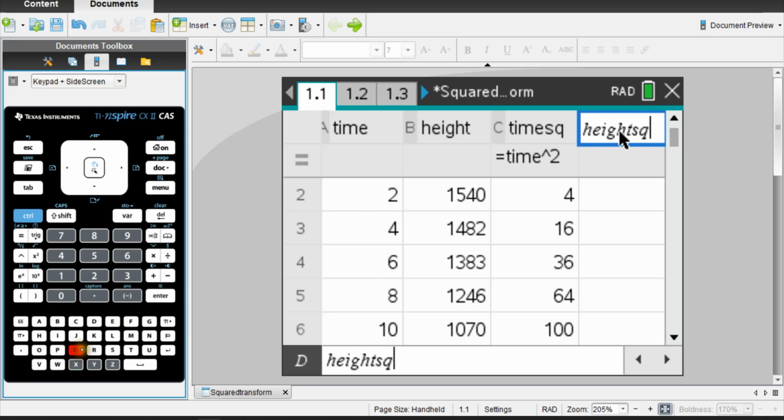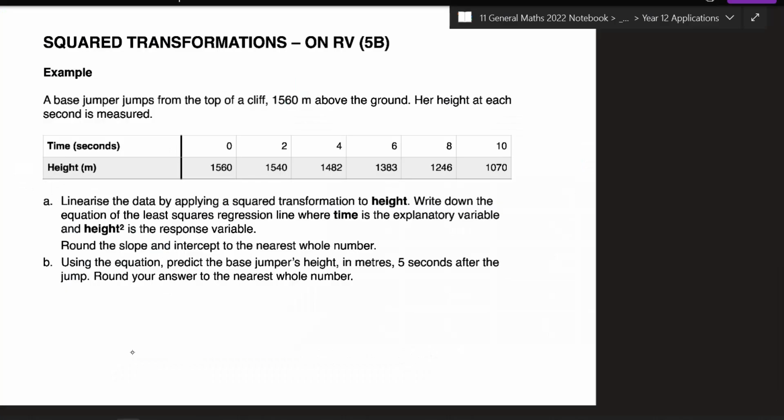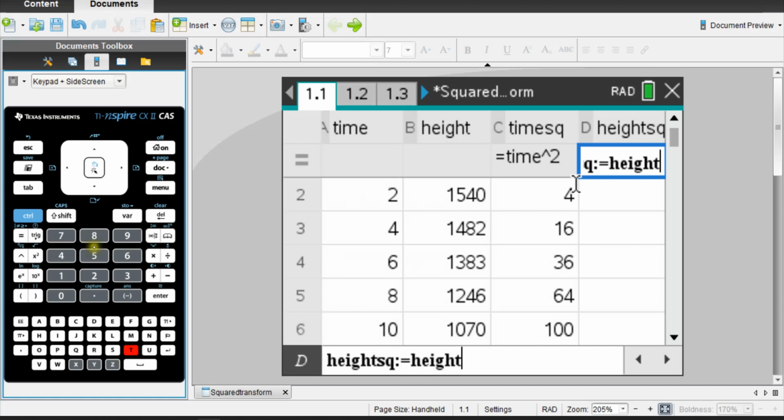S, Q. Yeah, let's just go with that, squared. This is now going to be squaring the height, so squaring the RV. In this row is where you put in whatever the transformation is. So if you type it up, height, the variable that you want to transform, if you've typed it correctly, it should go bold. And remember, look at the question. It says we're now trying to transform height. So it's height squared. Height to the power of 2, or you can just write x squared there.